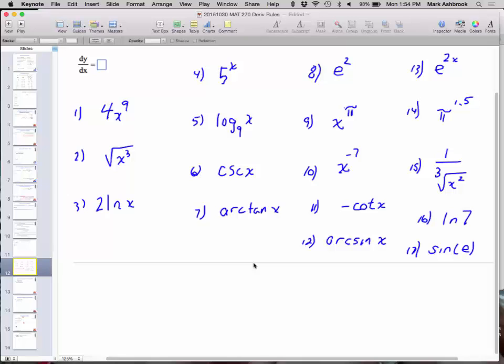Yeah, what is that? 2 ln of x, 2 natural log of x. Is it the L? How about that? Is that better? Okay, so what I'm talking about for no chain rule is without chain rule. You have to know your laws of exponents. No chain rule.